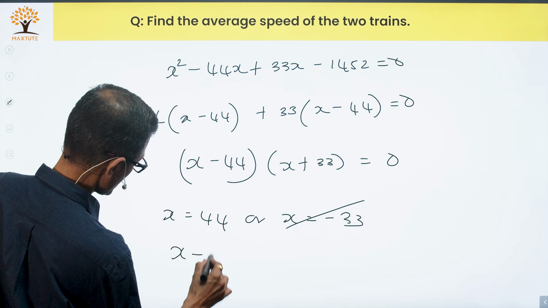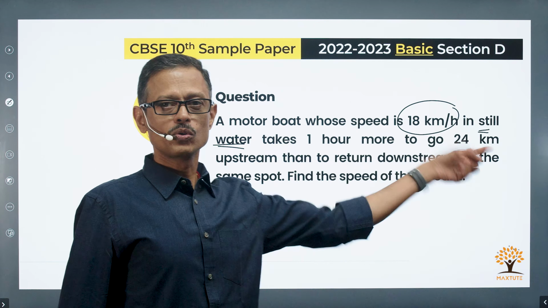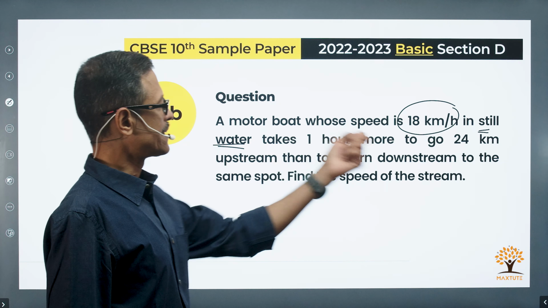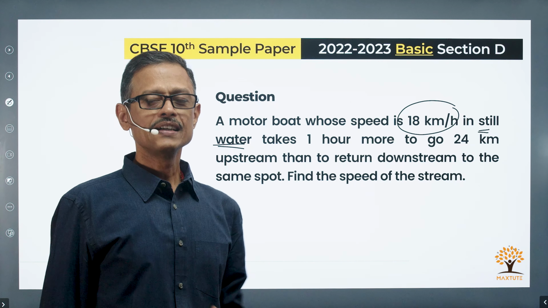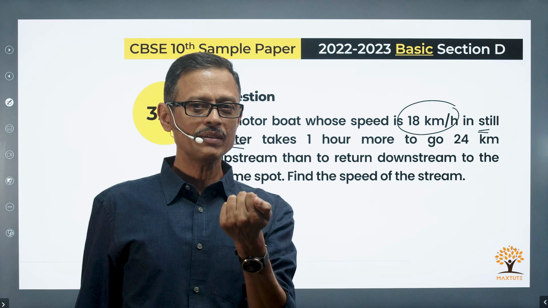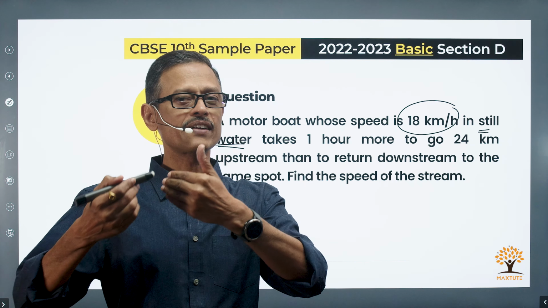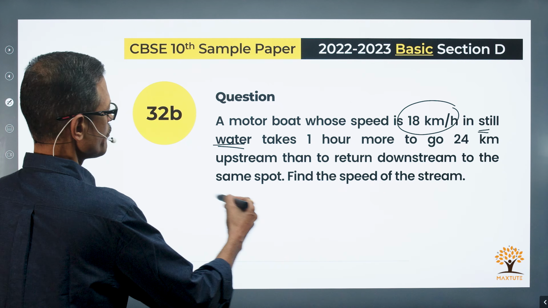Part 2 of this question has got an internal choice, which is also from quadratic equation, a word problem. A motorboat whose speed is 18 kilometers per hour in still water takes 1 hour more to go 24 kilometers upstream than to return downstream. The time taken to travel upstream is 1 more hour than the time taken to travel downstream. Find the speed of the stream.